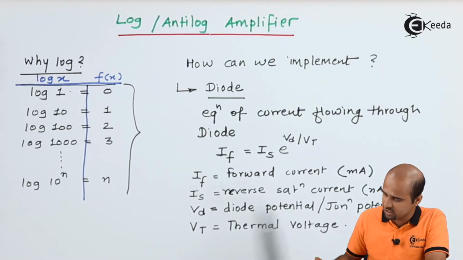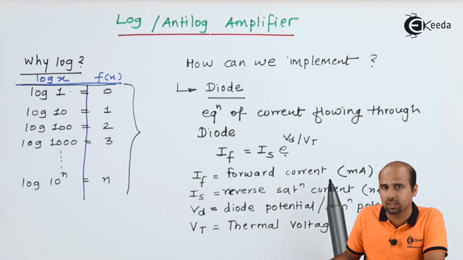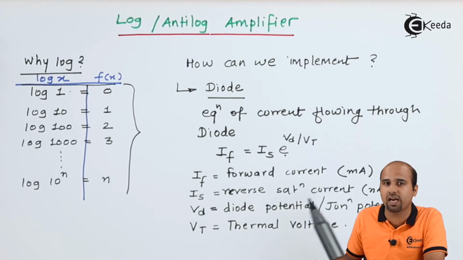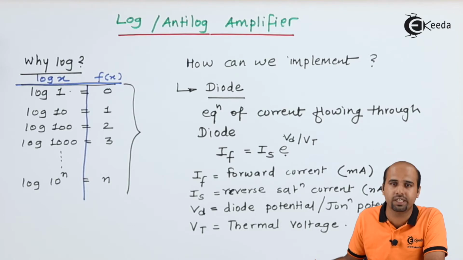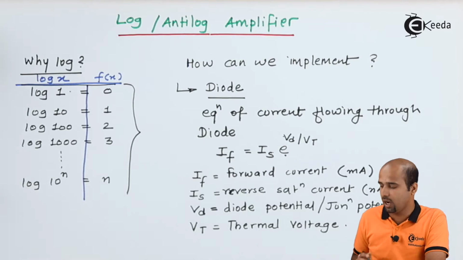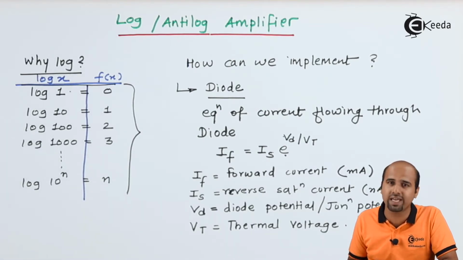Now if you look at this expression, it is in the form of e to the power something, and its inverse is nothing but logarithmic. Log to the base e, which I can easily convert into log to the base 10 with a mathematical expression. Now our job is to use the diode such that the circuit will look like a log amplifier. That means your output voltage should be in the form of log of input voltage multiplied by a constant value.